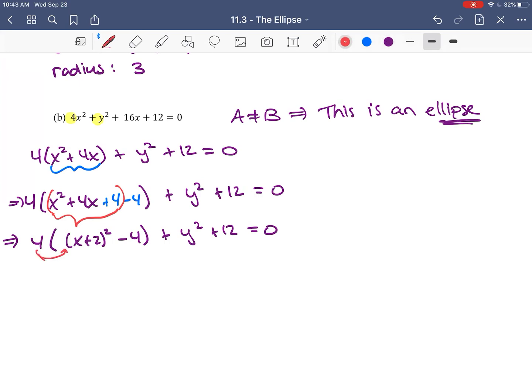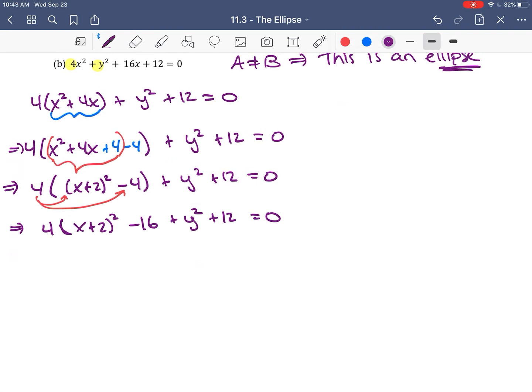And then I have to put the 4 through to both terms. So I get 4 x plus 2 all squared minus 16 plus y squared plus 12. Now negative 16 plus 12 is negative 4. If I move that to the other side, it's going to be a positive 4. And then I want the right-hand side to be 1, so I'm going to divide everything by 4.